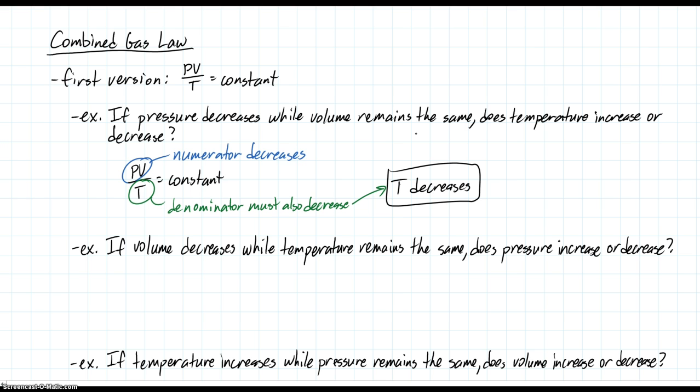In another example, we have the volume decreasing while the temperature remains the same. We want to know what happens to the pressure. Does the pressure increase or decrease? So we're starting from this idea that PV over T is a constant. Here, T in the denominator stays the same.